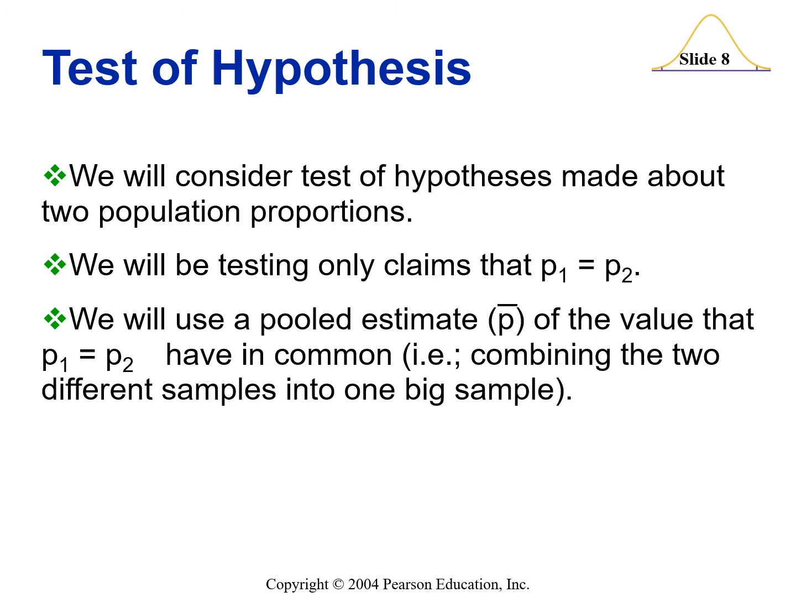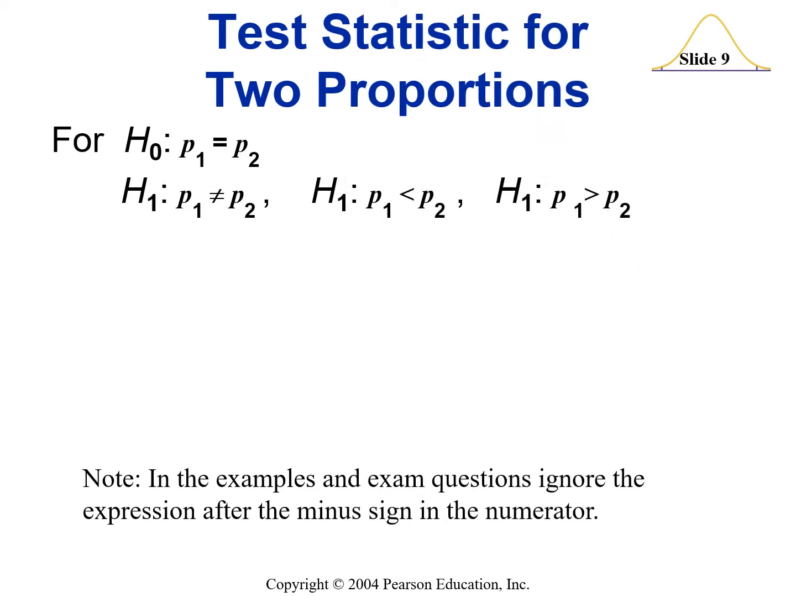Here, the test of hypothesis is concerned with testing whether there is a significant difference between P1 and P2. P1 is a parameter representing the first population proportion, and P2 is a parameter representing the second population proportion, and the objective is to examine if there is a significant difference between P1 and P2. To do that, we start with stating the null and alternative hypotheses.